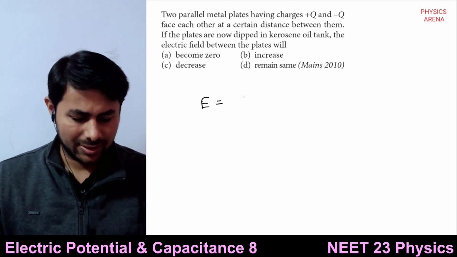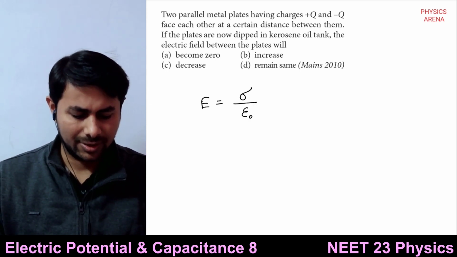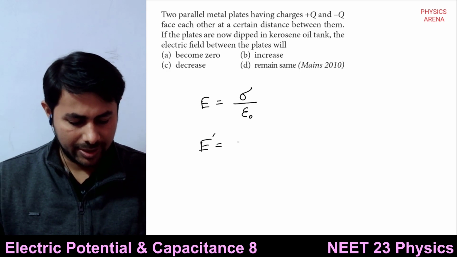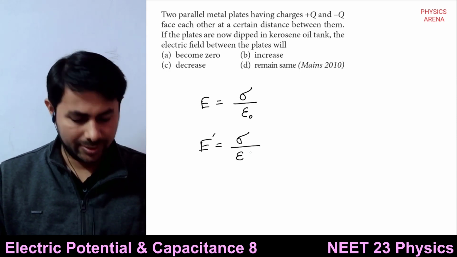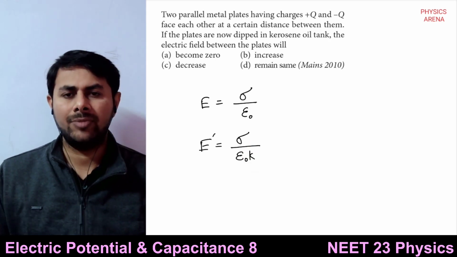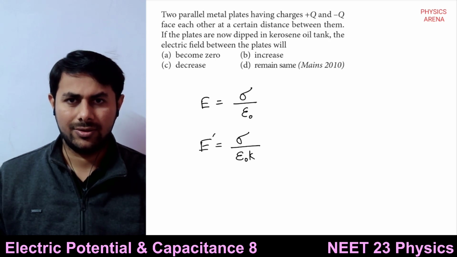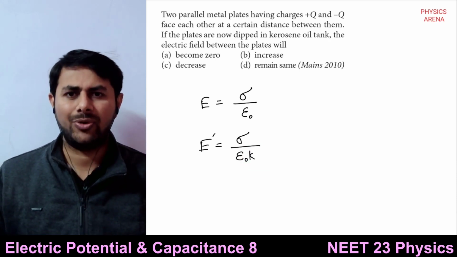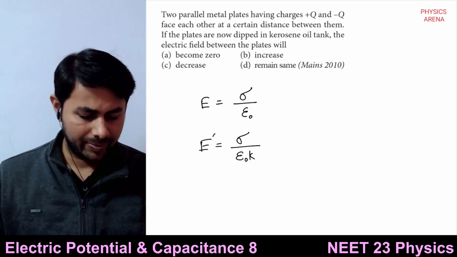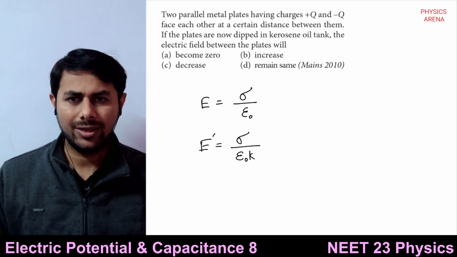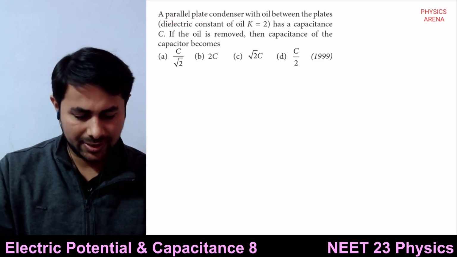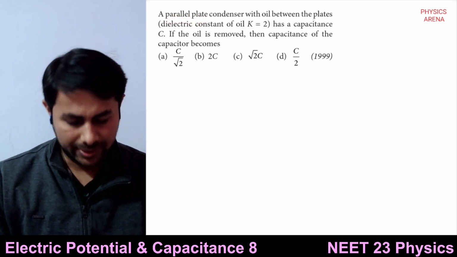So initially the electric field is sigma divided by epsilon naught. When they are dipped in kerosene, the electric field becomes sigma divided by epsilon, which is epsilon 0 K. The dielectric constant of any other medium is greater than that of air, except for vacuum, right? So if K is more than 1, what will happen? E dash will be smaller than E. So it decreases.